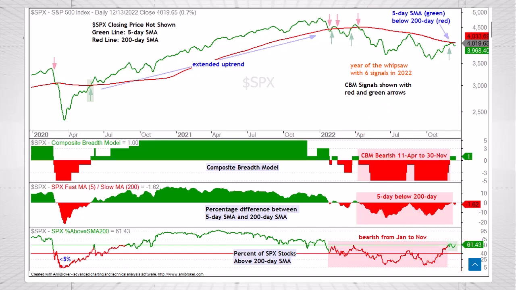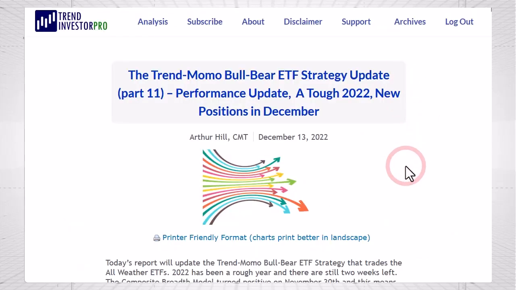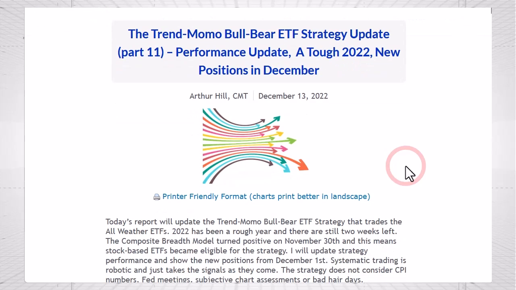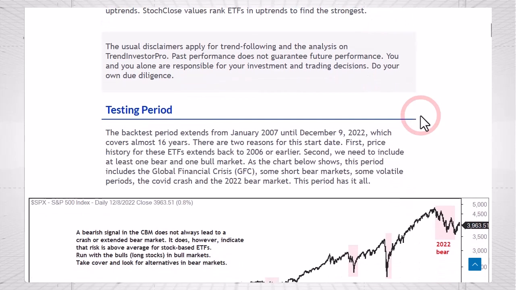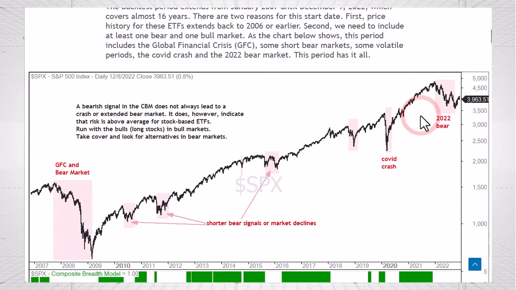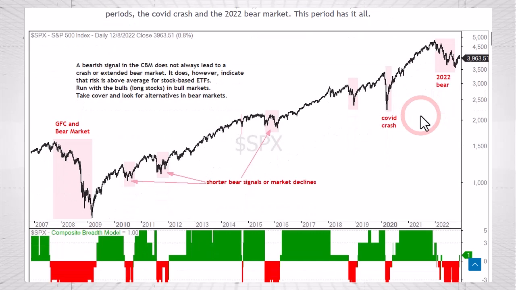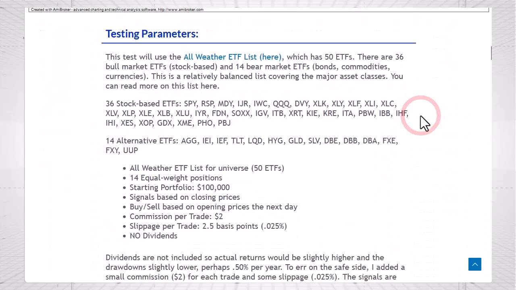Now, the other thing is the trend momentum bull bear ETF strategy. And this is an 11-part series. The first 9 parts broke down the strategy and showed how it worked with the indicators. It basically trades the all-weather ETF list, and it uses the composite breadth model to determine the bull market or bear market environment. And what it does is it trades the stock-based ETFs when you're in a bull market environment.